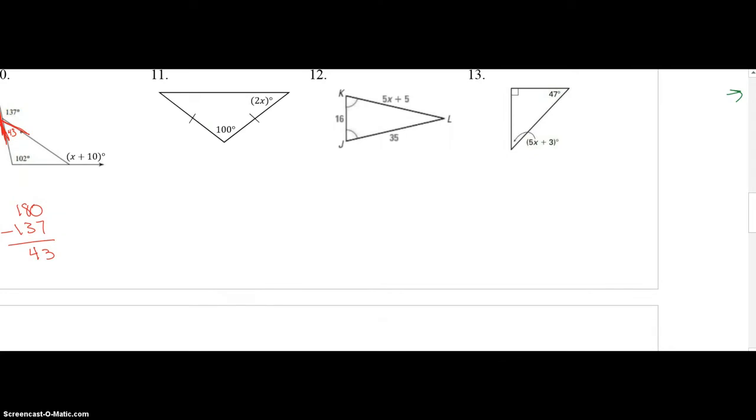Then you can do one of two things. You can say, okay, well, I can find the third angle, and then these two are supplementary because they're also a linear pair. Or you can say, you know what, 2 inside equal an outside. So 43 plus 102 equals x plus 10. So this is 145 equals x plus 10. If you subtract 10 from both sides, you get x equals 135.